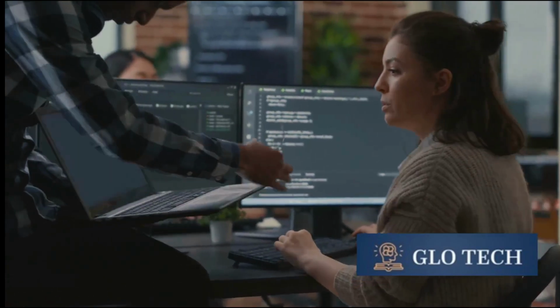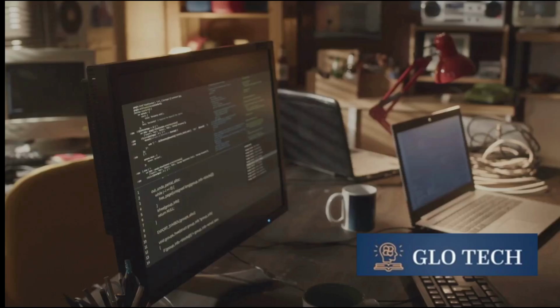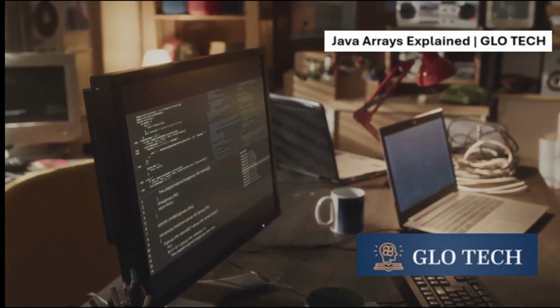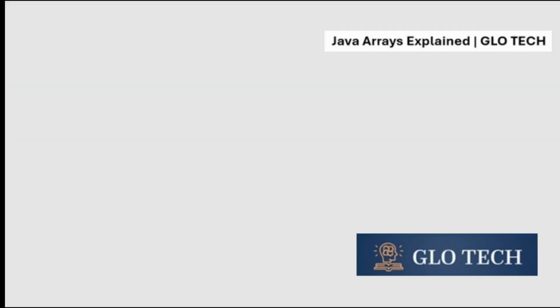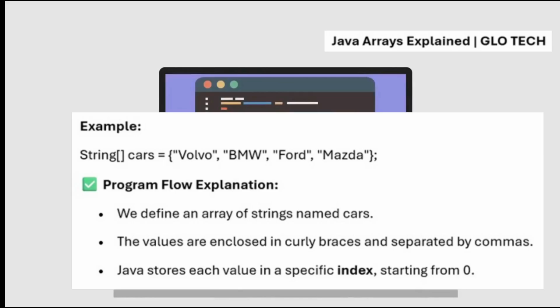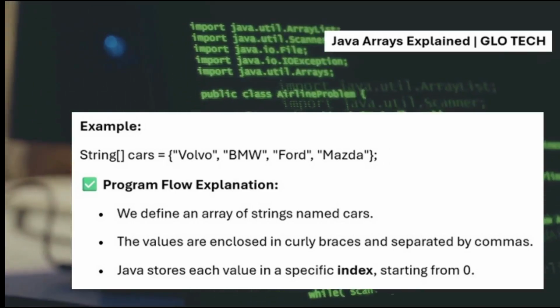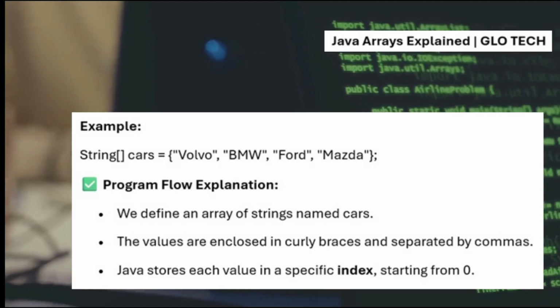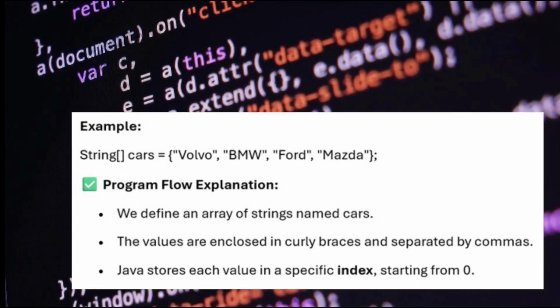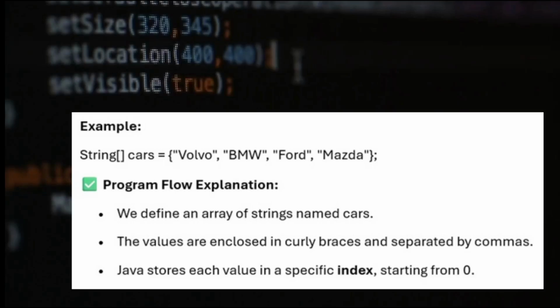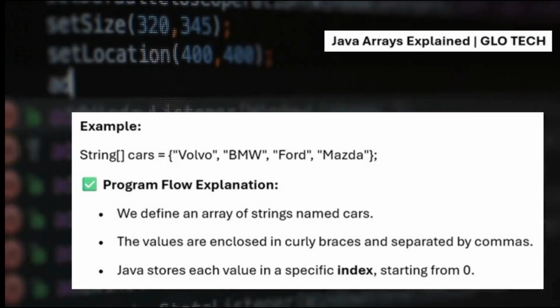Let's dive right in. So, what is an array in Java? Think of arrays as containers that hold multiple values of the same type. It's way more efficient than declaring separate variables. For example, String[] cars = {"Volvo", "BMW", "Ford", "Mazda"}. Here we've defined an array of strings named cars. The values are inside curly braces and separated by commas.